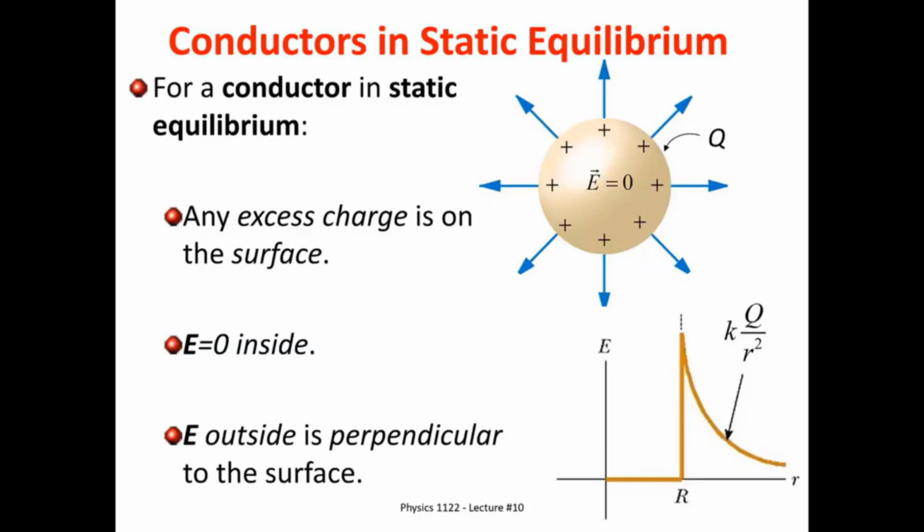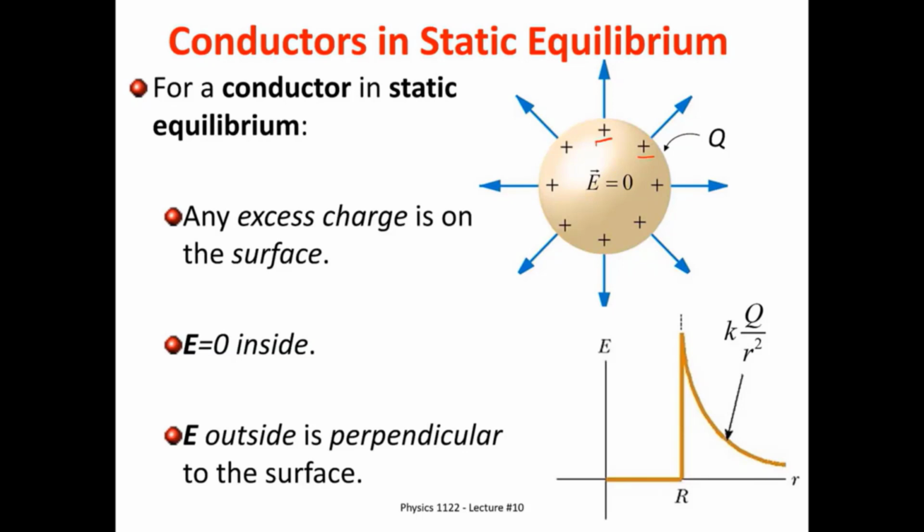One is that any excess charge on a conductor in static equilibrium will be on the surface of that conductor, and that's illustrated with this image of a conducting sphere where the excess charge has moved to the surface of the sphere, and that will be true for any conductor of any shape in static equilibrium.